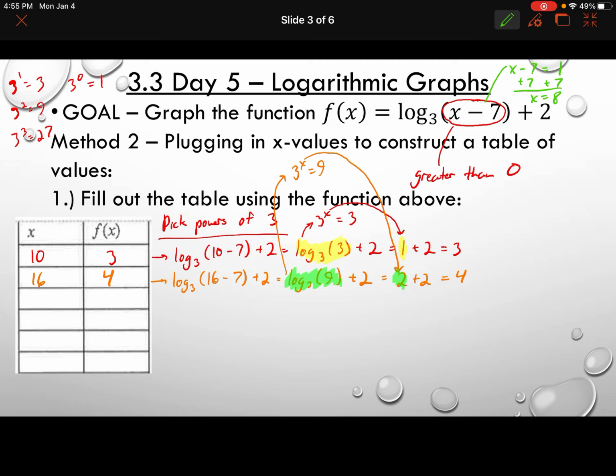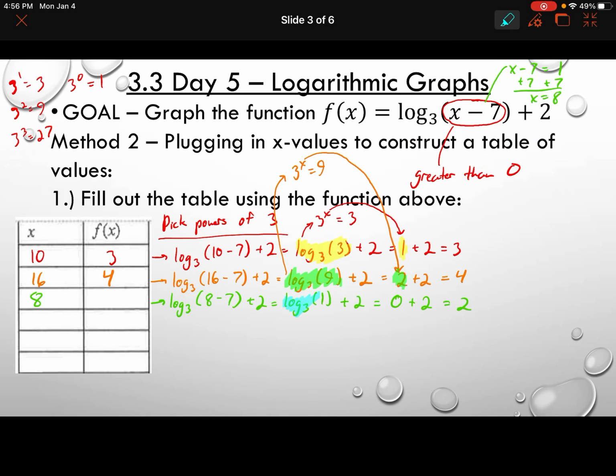I want to plug in 8 into my equation to get 1. So 8 minus 7 is 1, so we get log base 3 of 1 plus 2. And once again, log base 3 of 1 is 0. So you get 0 plus 2, which is 2.